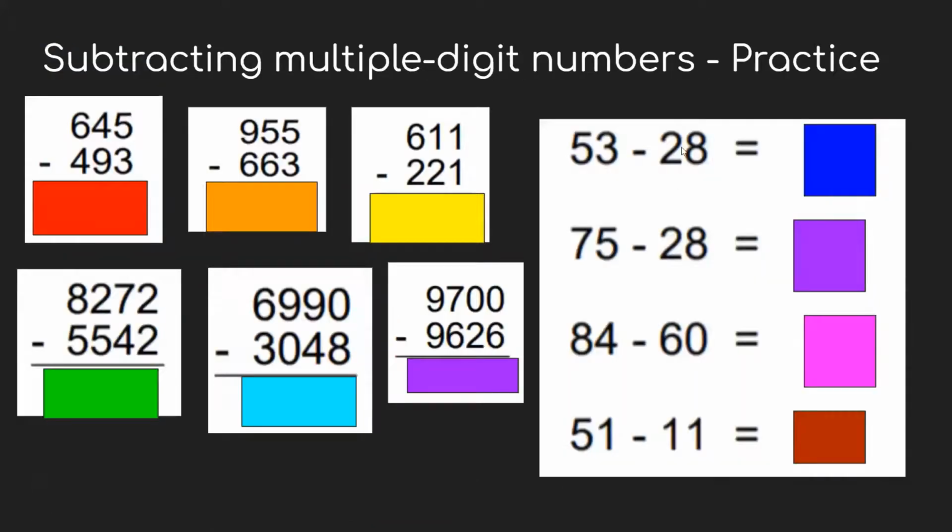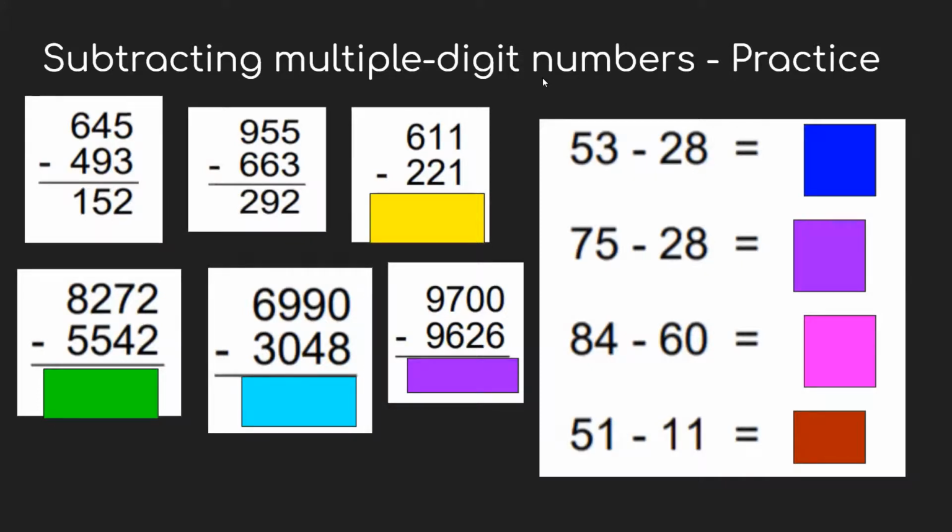Now we're going to start doing some multiple digit subtraction problems. Pause this video and try to do all these problems on your own, and then we'll go through them together. So we'll start with 645 minus 493, which is equal to 152. Then 955 minus 663, which is equal to 292.